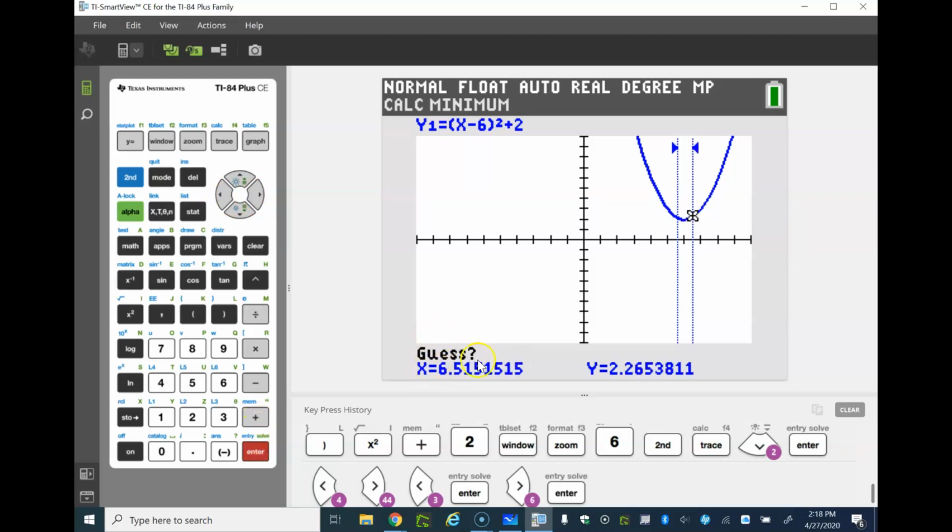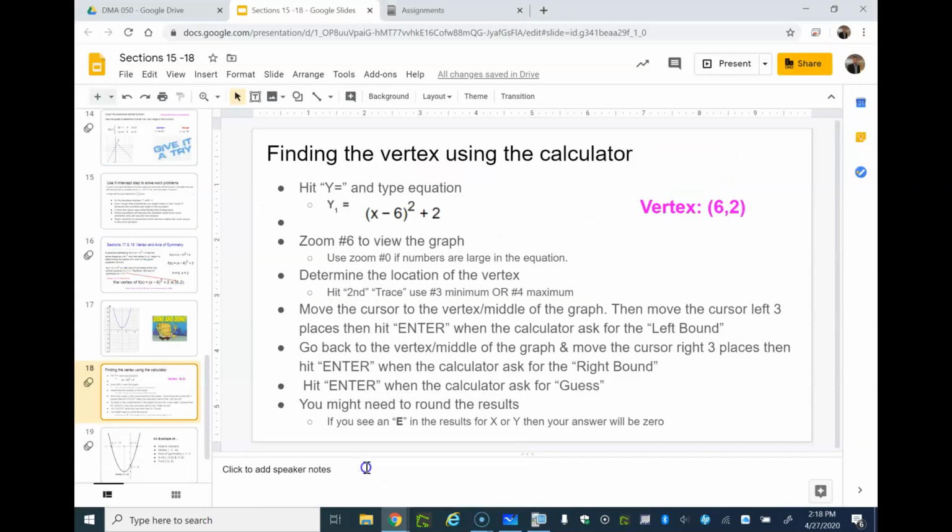And then when it says guess, don't worry about it. Just hit enter again to just ignore it or bypass it. And it goes right down to the middle of it. So the answer for this one is going to be 6 and 2, just like we just saw in the directions in the PowerPoint. 6, 2.